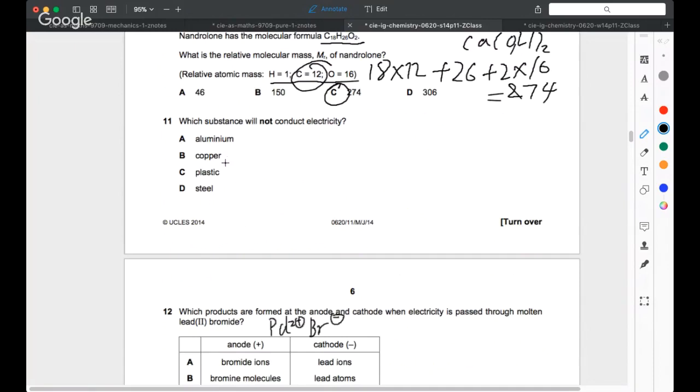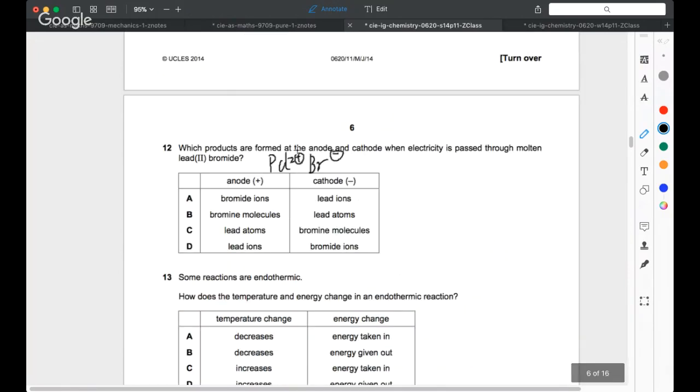So question number 11, which does not conduct electricity. The obvious answer is plastic, because there are no free electrons. Okay, next question.